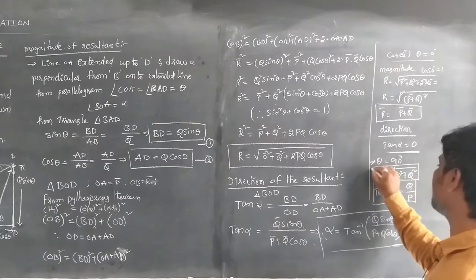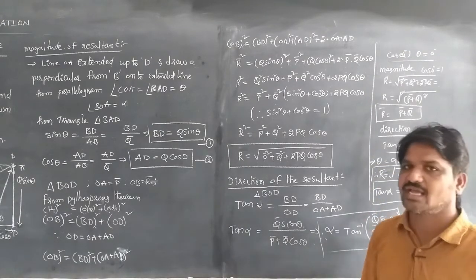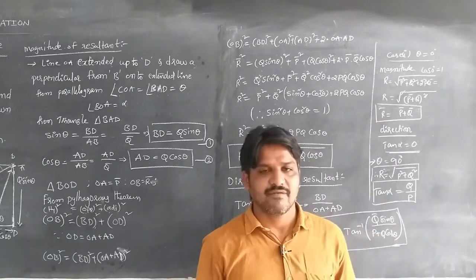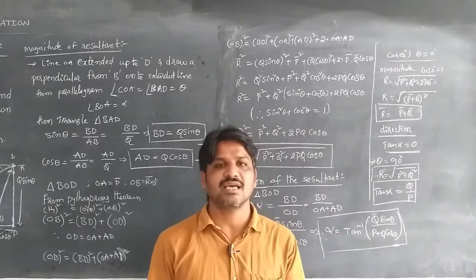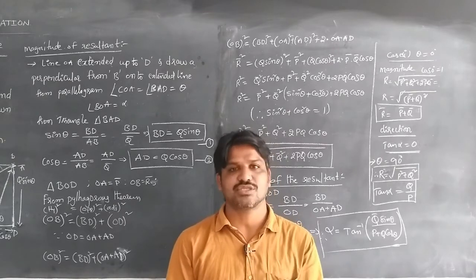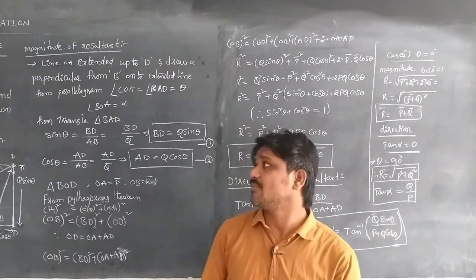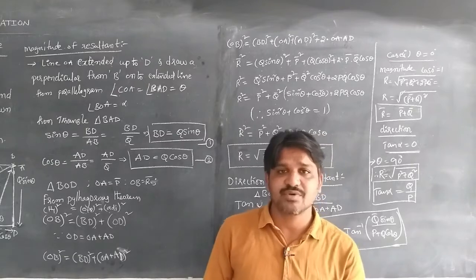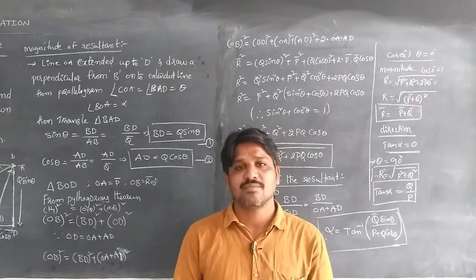Like this, by changing the angle we can get a number of different values for different directions. If the direction changes, then the magnitude also changes. This is about the parallelogram law. This is most important for the IP examination, please read carefully.